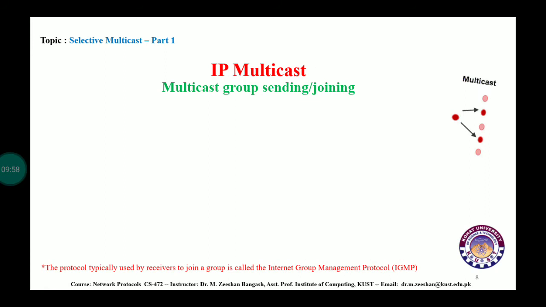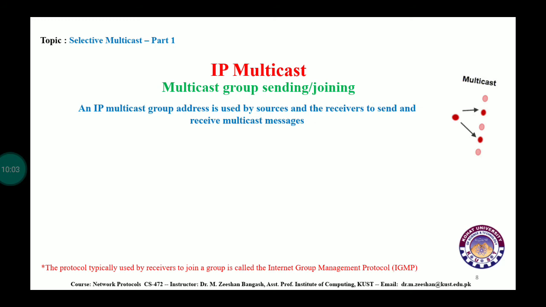Now, IP multicasting, or the multicast group sending and joining. An IP multicast group address is used by the source, and it is also used by the receiver to send and receive multicast messages. So how is it done?